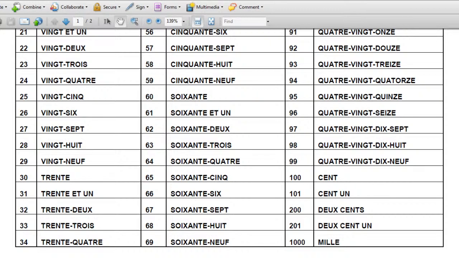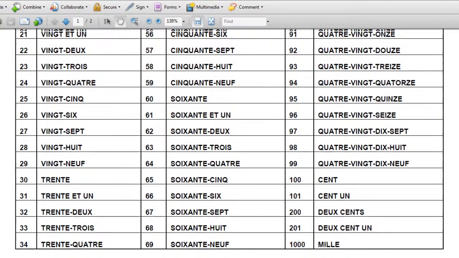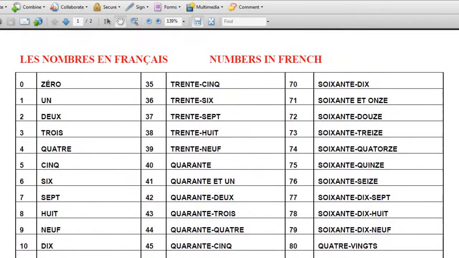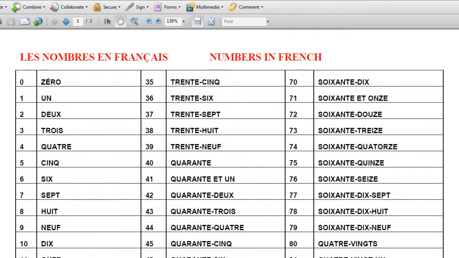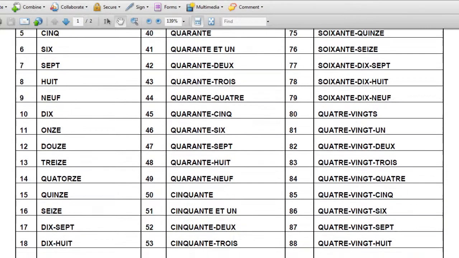Okay, be careful. We said soixante, soixante et un, and for 69, soixante-neuf. And coming down here, for 70, it will be soixante-dix. 60, 10. Add it up, becomes 70. So we don't have a separate form for it.